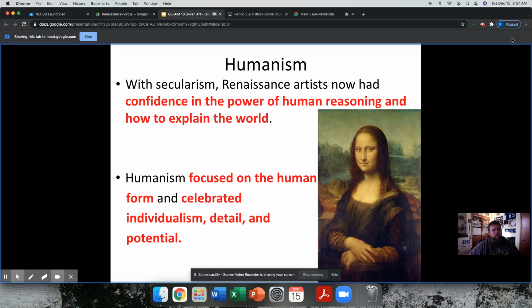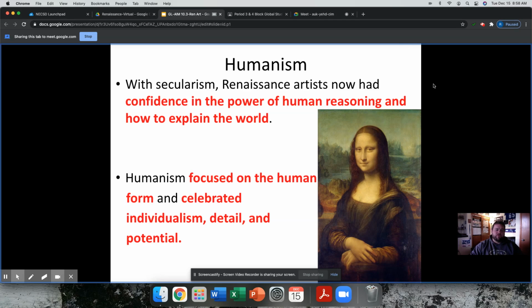So the other big word we're going to use here is humanism. We've talked about secularism, examining the world from a non-religious viewpoint. And now the next big word associated with this topic is humanism. Humanism is a focus on the human form and a celebration of individualism. That's really what humanism is all about. It's about the human condition. It is about the characteristics that distinguish one person from another and make us unique. And a portrayal of all of these themes amounts to humanism also.